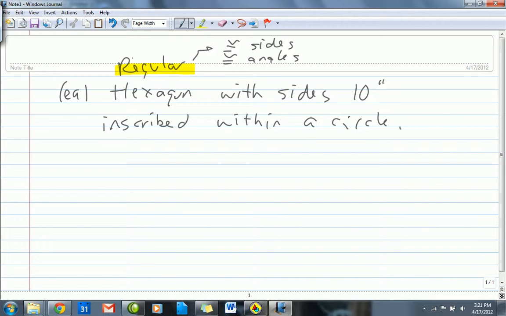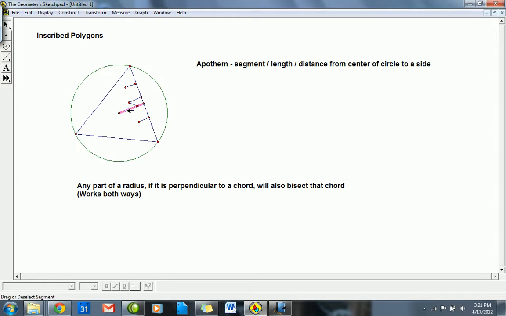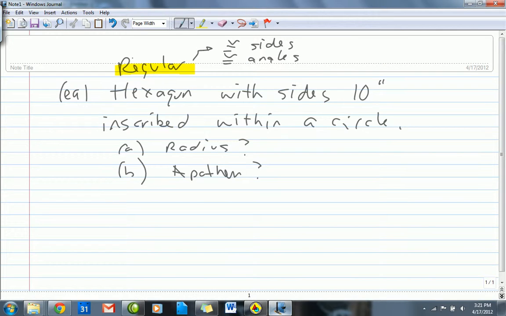Okay. So what we're going to be able to do from this is determine A, what's the radius of the circle, and B, what's the length of the apothem. Remember, that's the distance from the center of the circle to the side of the inscribed polygon. This guy is the apothem. Okay, so let's get back to that problem at hand and let's giddy up.